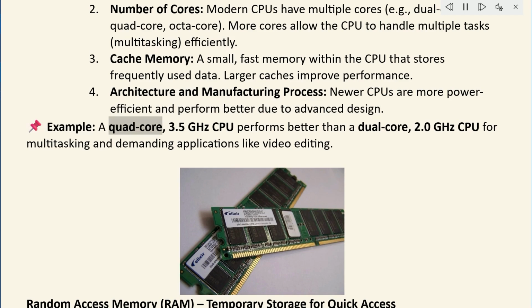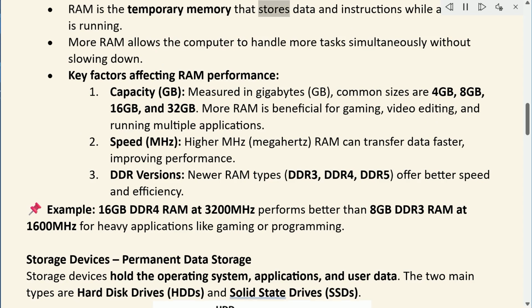Example: a quad-core, 3.5 GHz CPU performs better than a dual-core, 2.0 GHz CPU for multitasking and demanding applications like video editing. Random access memory, RAM, temporary storage for quick access. RAM is the temporary memory that stores data and instructions while a program is running. More RAM allows the computer to handle more tasks simultaneously without slowing down.